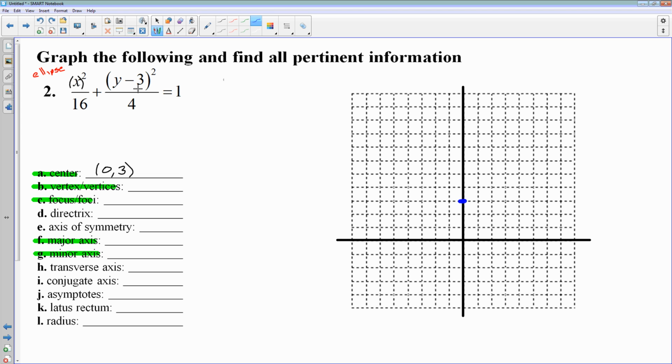And then I'm going to find my a and my b. Under the x is 16. Square root of 16 is 4. That's my a. Under the y is 4. And the square root of 4 is 2. That's going to be b.